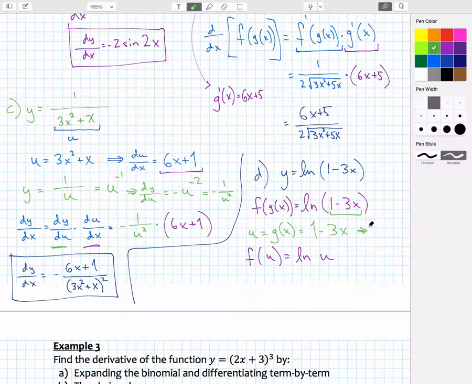we know that, I'll try and squeeze this in here. This means that g dash of x is going to be, differentiate 1 and it goes away, it's simply going to be negative 3. And then here, f dash of u is going to be, we've learned recently the derivative of natural log of x is 1 over x. So the derivative of natural log of u will be 1 over u.